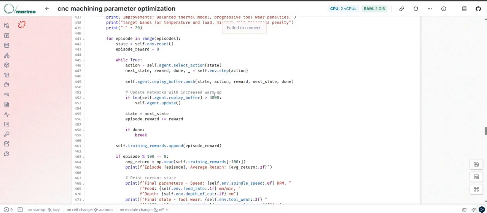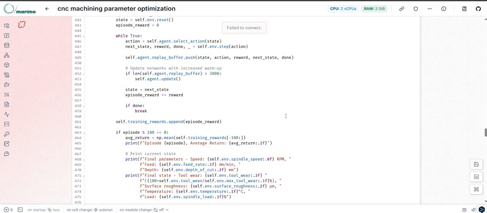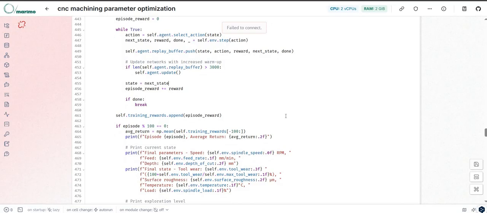And after the episode ends, we log the total reward. Every 100 episodes, we print the average return over the last 100 runs, along with the final parameters and state values like tool wear, surface roughness, temperature, and load. That way we can monitor how the agent is improving over time.